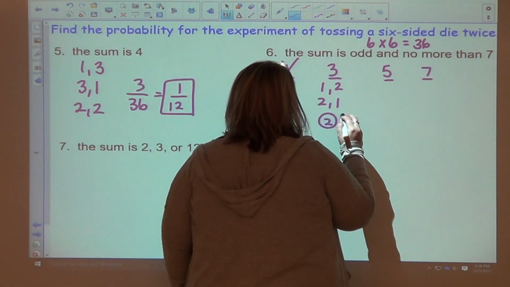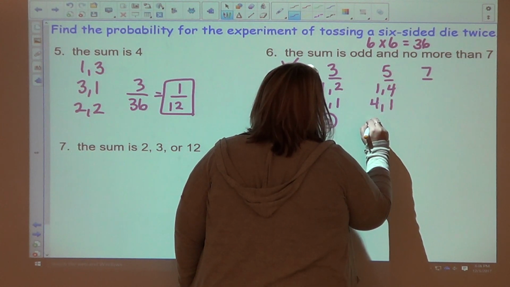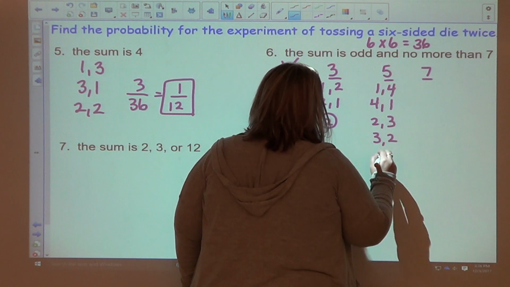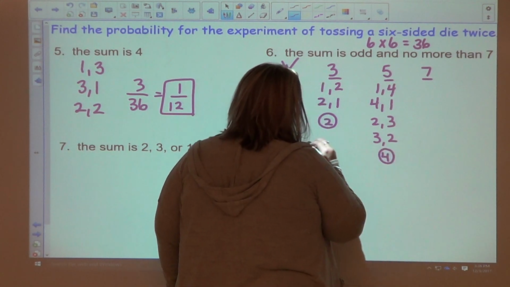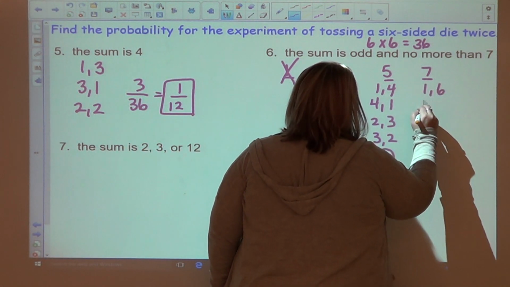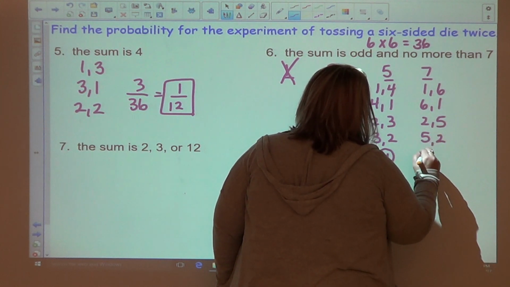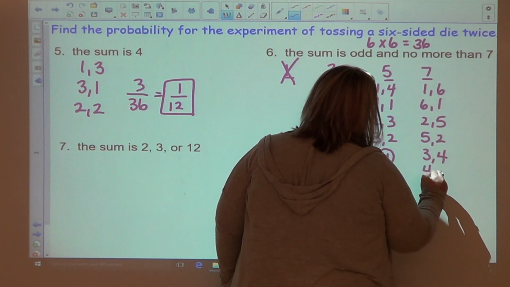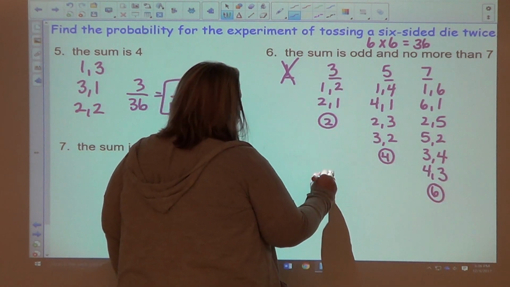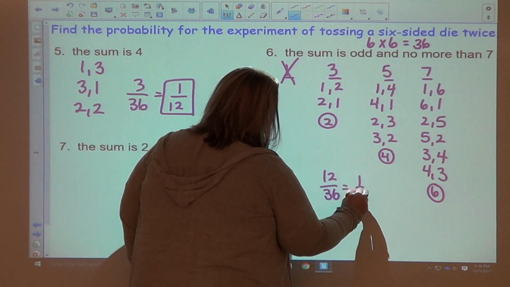If I want a 5, that could be 1 and 4, 4 and 1, 2 and 3, 3 and 2, and that would be it. So this one has 4 possibilities. And then 7, I could get a 1 and 6, 6 and 1. You get 2 and 5, which is 5 and 2, 3 and 4, and 4 and 3, which would be 6 things. So that means there's a total of 12 out of 36, which would be 1/3.